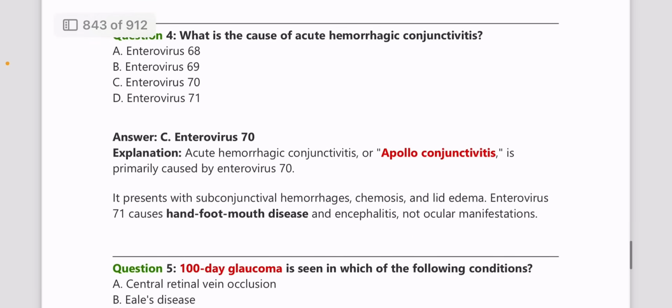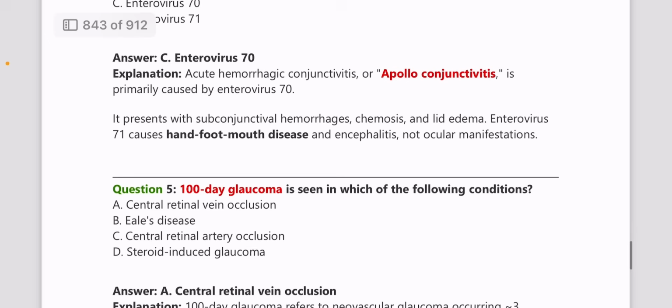What is the cause of acute hemorrhagic conjunctivitis? Again, a direct question. So here the answer is enterovirus 70, and acute hemorrhagic conjunctivitis is also known as Apollo conjunctivitis. It presents with subconjunctival hemorrhages, chemosis, and lid edema. So enterovirus 71 is something very different. Please don't get confused between enterovirus 70 and 71. 71 causes hand-foot-mouth disease and encephalitis, and there won't be any ocular manifestations in enterovirus 71 infection.